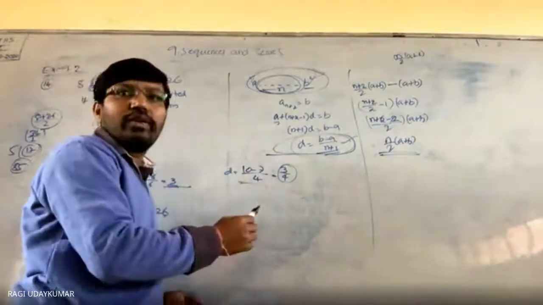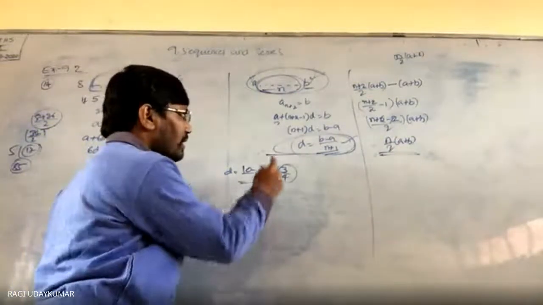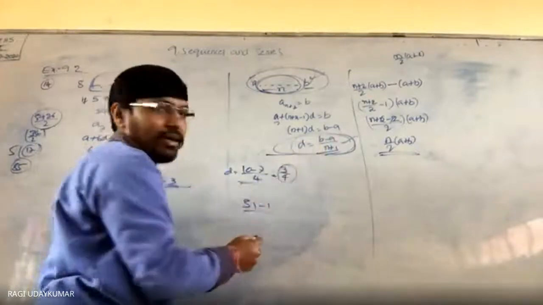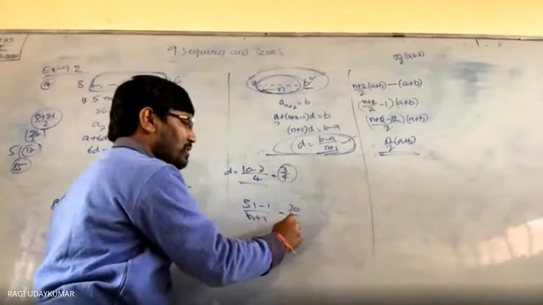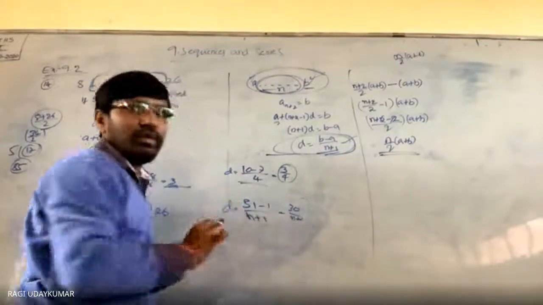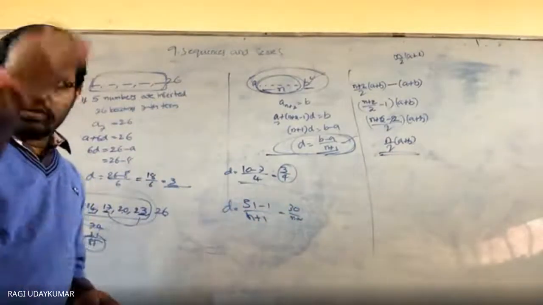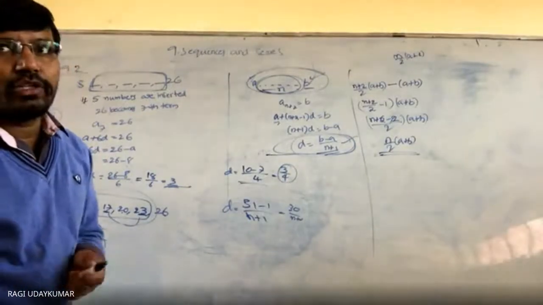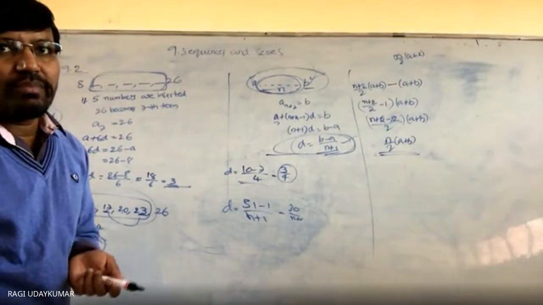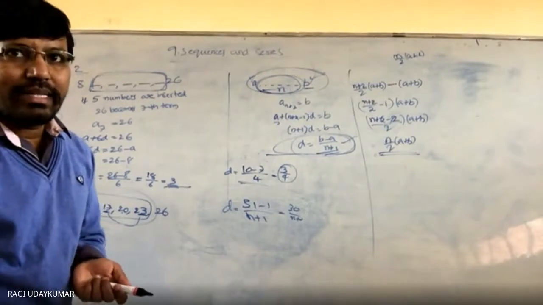What do you get for d here? 31 minus 1 by m plus 1. So 30 by m plus 1 is the common difference d you are going to get in the 16th problem. After that, what is asked is the 7th term and m minus 1th term, whose ratio is given as 5:9. From that, find the value of m. Nothing else, I think.